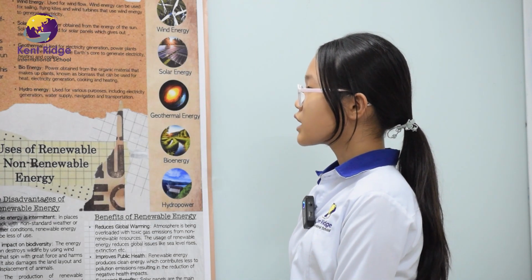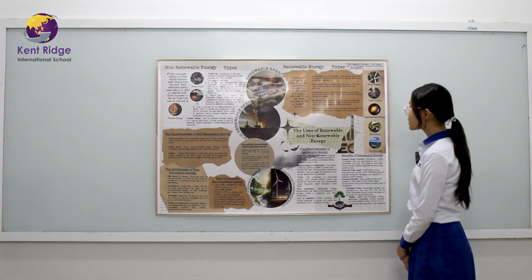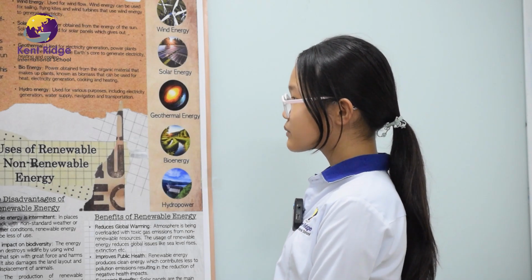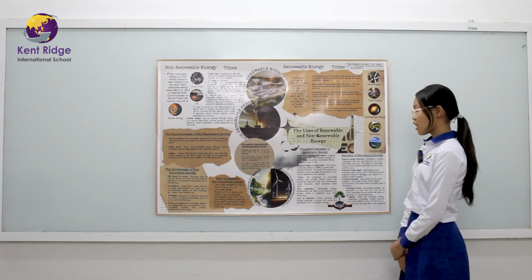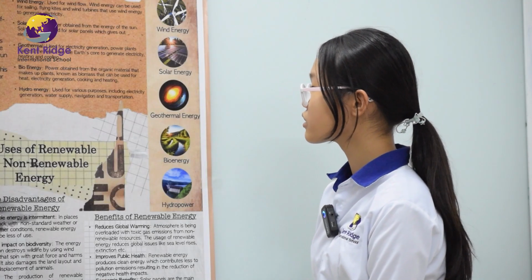Bioenergy is the power obtained from the organic materials that make up plants, also known as biomass, that can be used for heat, electricity generation, cooking, and heating. The last one is hydroenergy, also known as hydropower, used for various purposes, including electricity generation, water supply, navigation, and transportation. Moving on to non-renewable energy.